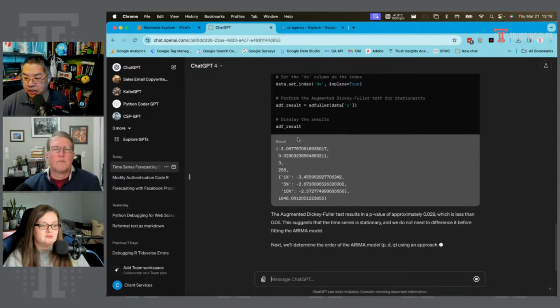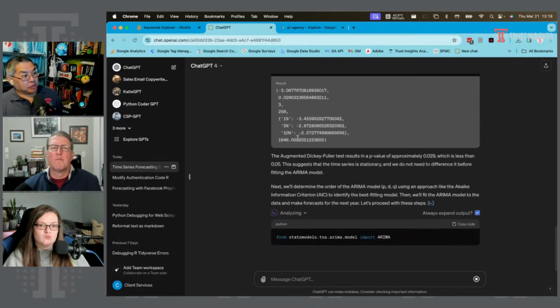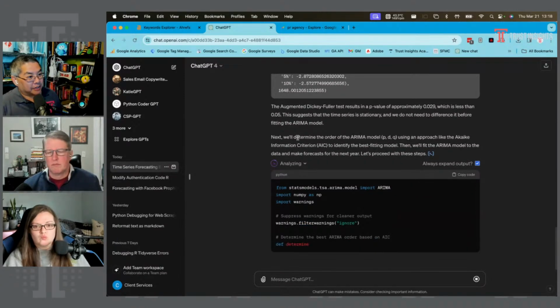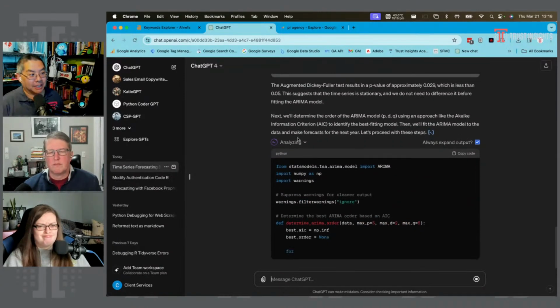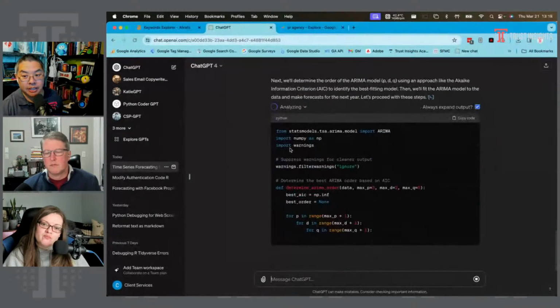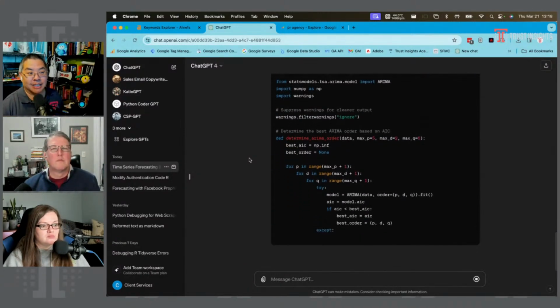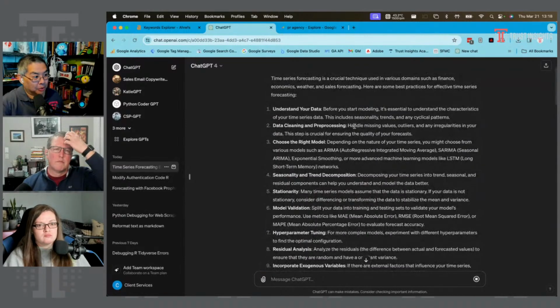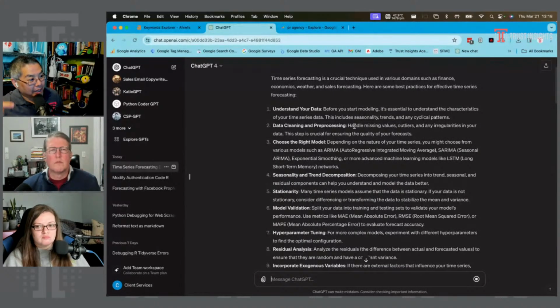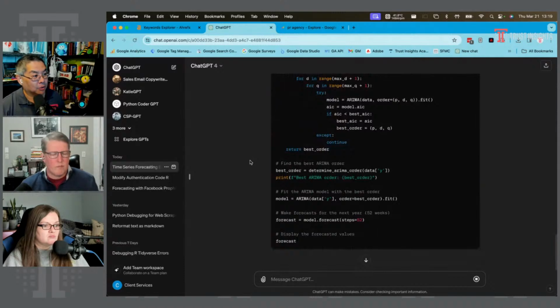It says, this suggests the time series is stationary and we do not need to difference it before fitting the ARIMA model. That's still good. Would the average person have known to do a stationarity test on this data? Probably not. No. And if you just loaded this in as is and said forecast this, it wouldn't have done it either. The difference is when we primed it with its best practices, now it took that into account. All those best practices, it took into account as it starts writing its code. So by having that initial write your own prompt question, it's going to generate a much more valid result.